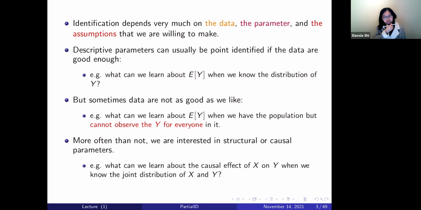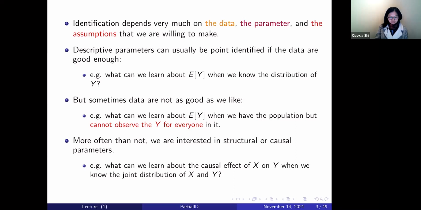But sometimes the data is not as good as we like. So we want to learn about the population mean, but we do not observe Y for everyone in it. And we don't know the selection mechanism. We do not know whether it is randomly selected or not. In that case, we will not be able to identify even the population mean of Y. So I'll give you an example of this very simple case.